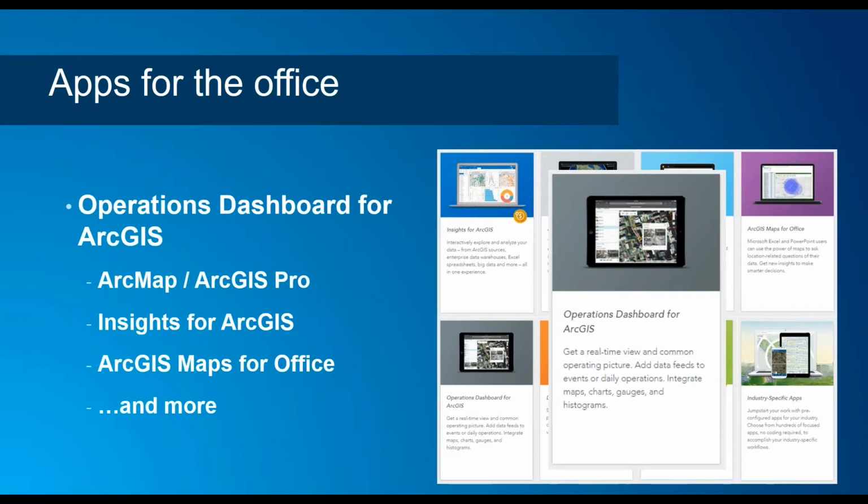Apps for the office. These apps include additional applications that I think you're going to recognize: ArcMap, ArcGIS Pro. The other apps that are part of our Apps for Office suite are Insights for ArcGIS, Community Analyst, and Maps for Office. I've highlighted Operations Dashboard because this app is very popular. It's used in conjunction with our field applications. It provides a quick way to view the status of work being done, and you can configure the dashboard to show what you need to see.